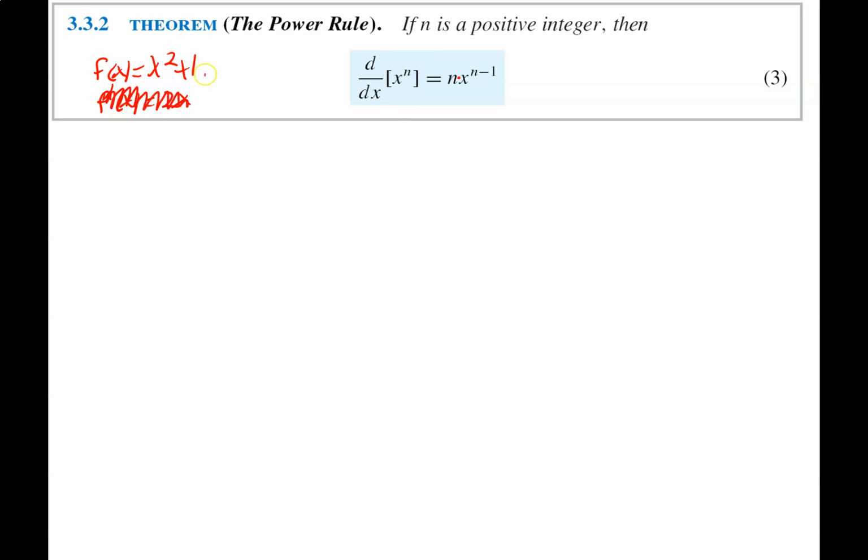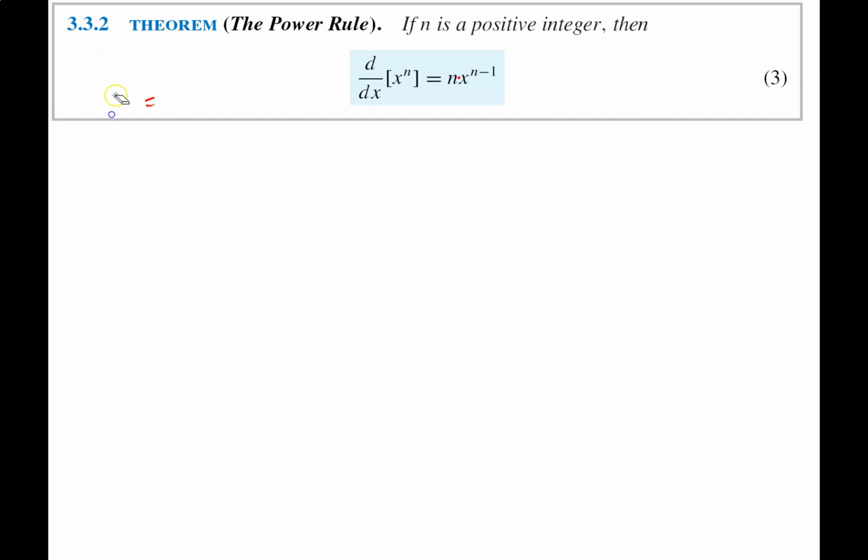F of x is x squared plus 1. F prime, move the power to the front. That gives me 2. Keep the x. Reduce this by a power of 1, so that gives me x to the first. And the derivative of the constant is 0. I get f prime is 2x. Which we did in a whole lot more steps using that definition of derivative and the difference quotient. All right, that's the basic idea.